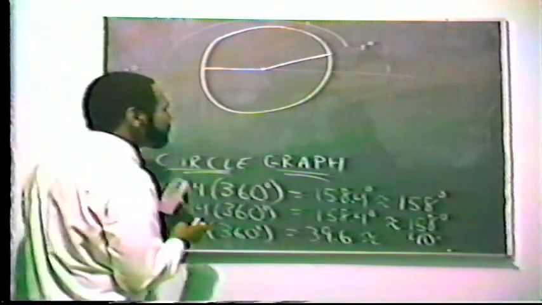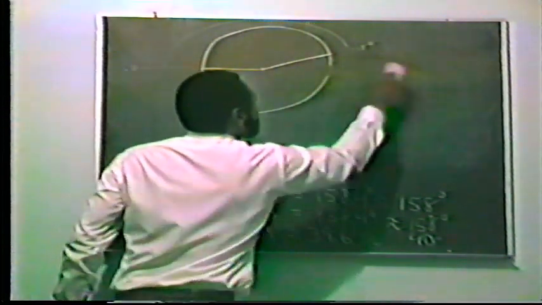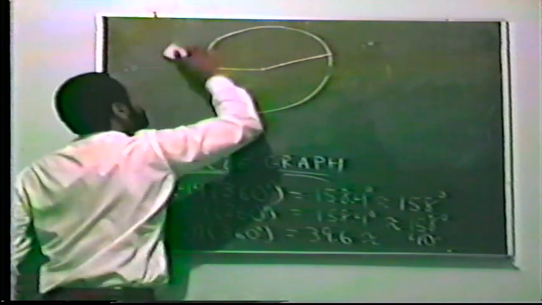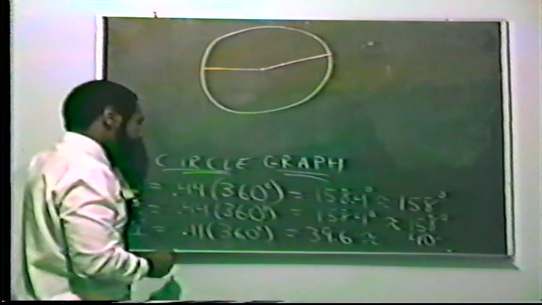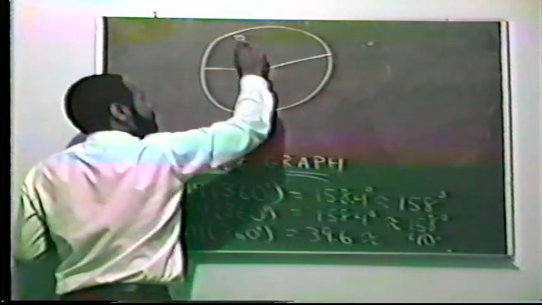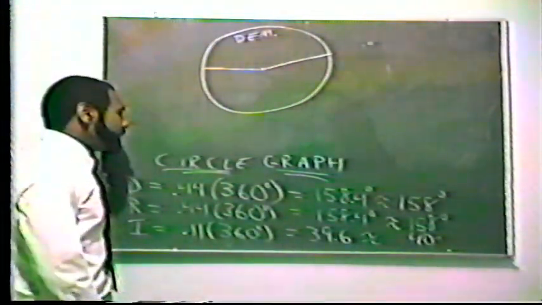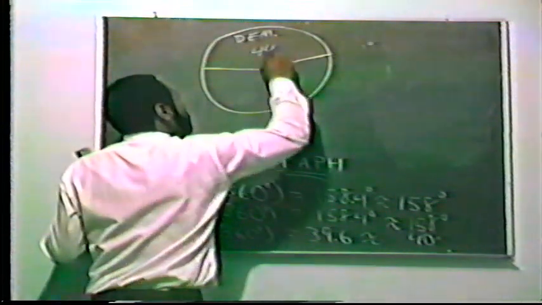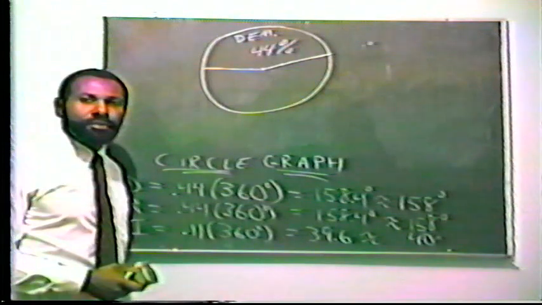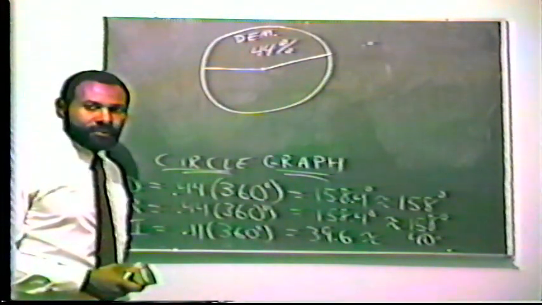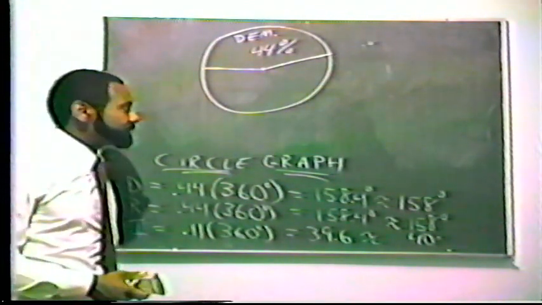So once we measure that with the protractor, we can erase these other lines that we have here. And we can enter the name of this section, which is Democratic Party, and we can put in the percentage, 44%. 44% of the individuals in the sample were Democrats. Now we do the same thing for the Republicans.